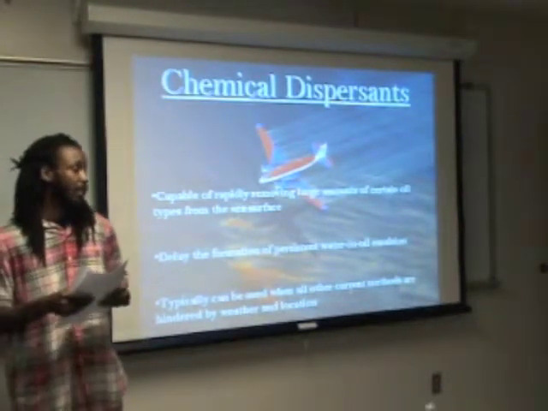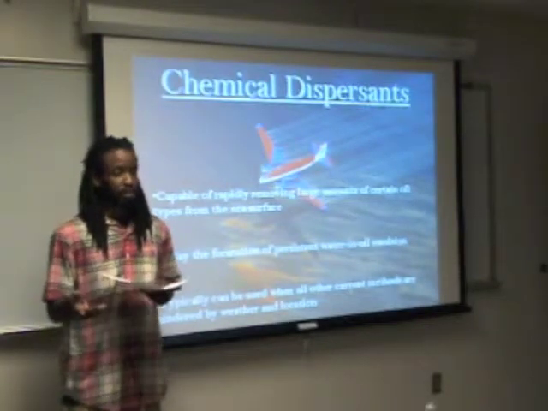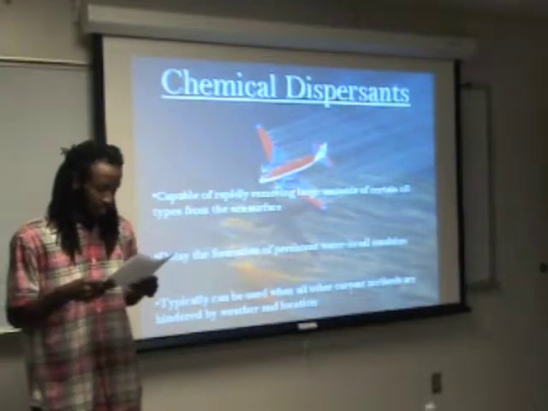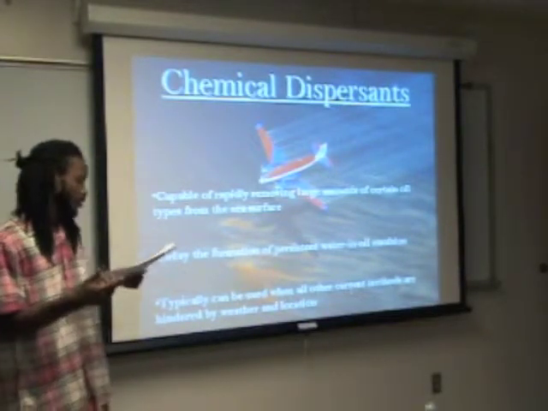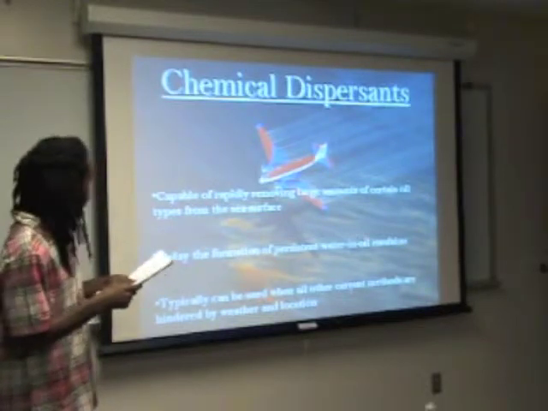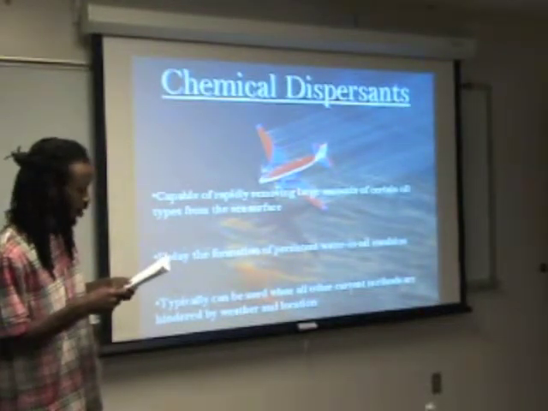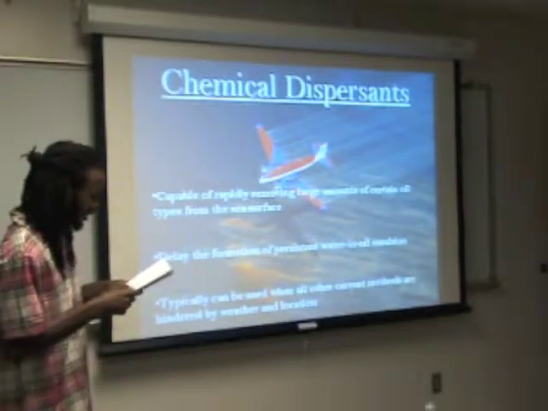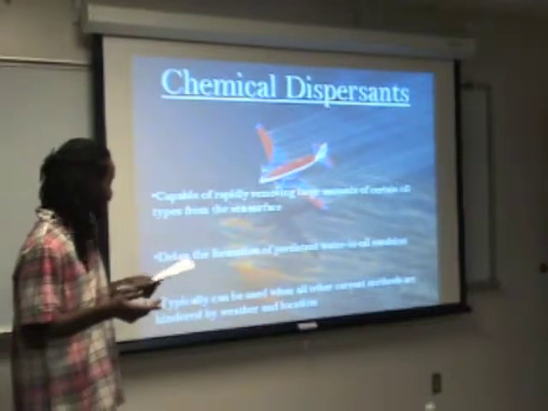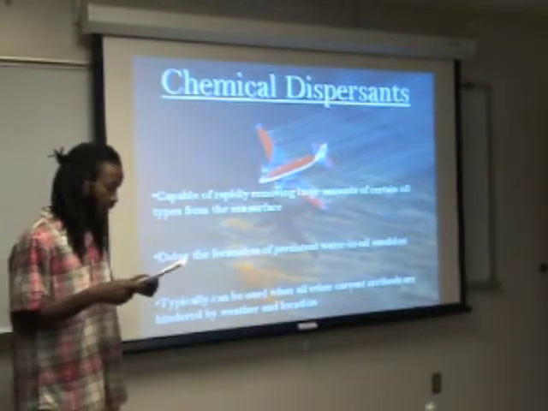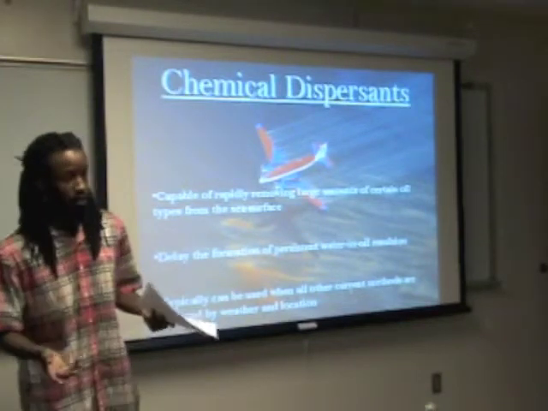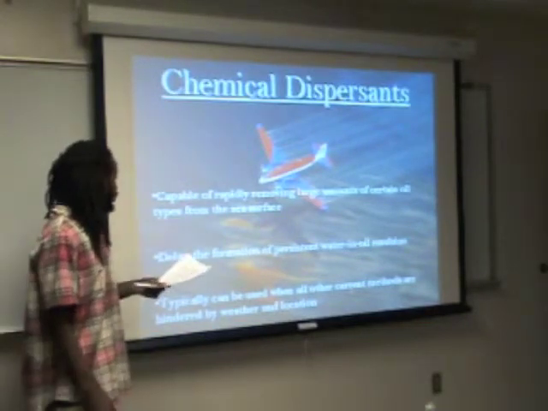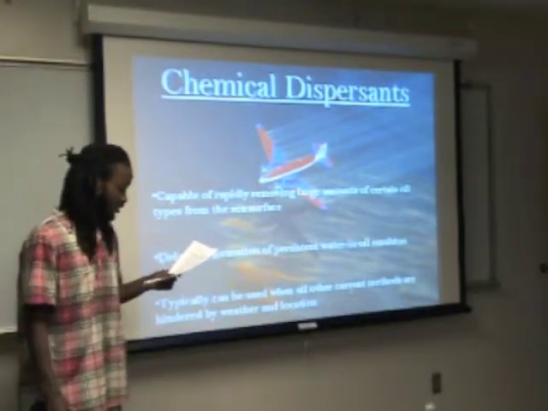There were a lot of opinions both for and against the use of chemical dispersants in the Gulf of Mexico oil spill, because with everything, there are some pros and some cons. But chemical dispersants are capable of rapidly removing large amounts of certain oil types from the sea surface by transferring it into the water column. They delay the formation of persistent water and oil emulsion, and they typically can be used when all other at-sea techniques are hindered by weather and other resources. There are other methods for dispersing oil, like filtration and other things, but sometimes those can be expensive, and chemical dispersants are the best way to go about it at this time.